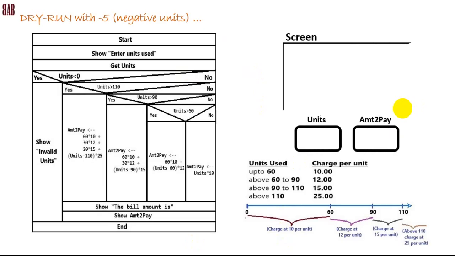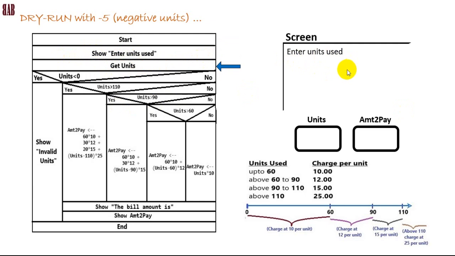Okay, so let's start this. Right, and then when you start the NS chart, you go to the start, and nothing happens there. Then you go to the next line, which says show enter units used. So when you say show, that should come on the screen. It comes on. Then you go to the next line, and now you're waiting to accept a number.